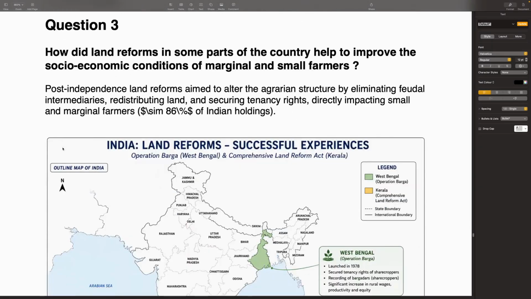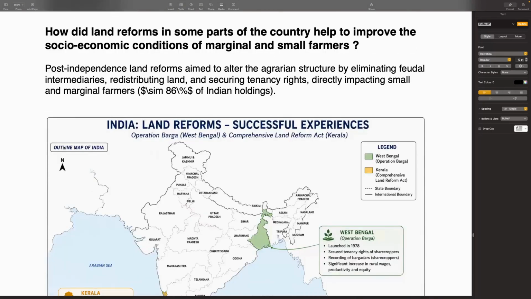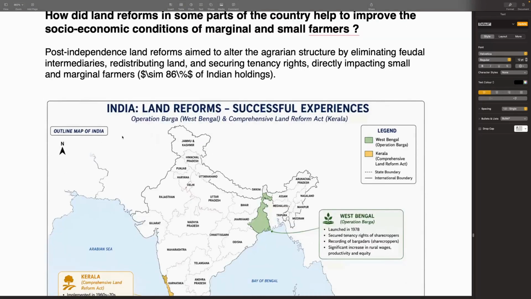Question 3. How did land reform in some parts of the country help to improve the socio-economic conditions of marginal and small farmers? Post-independence land reforms aimed to alter the agrarian structure by eliminating feudal intermediaries, redistributing land and securing tenancy rights, directly impacting small and marginal farmers.